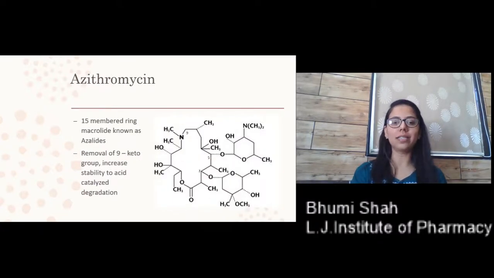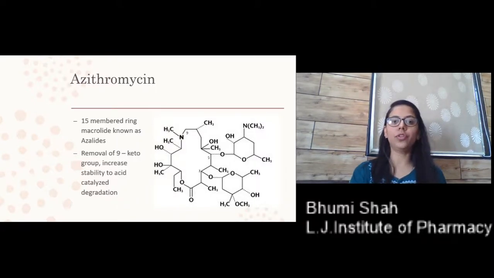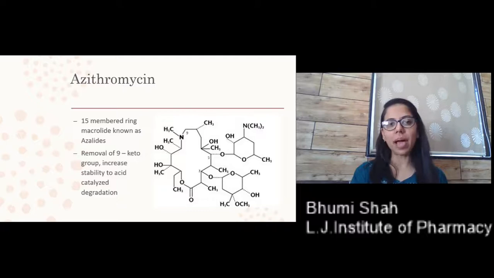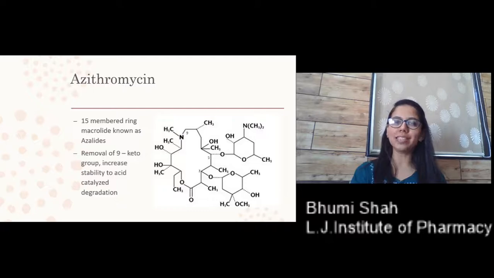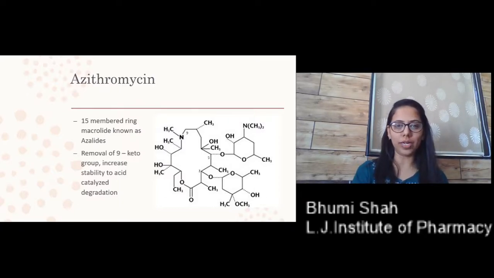The next structure is azithromycin. Here we have two modifications compared to the erythromycin structure. In case of erythromycin, we have a 14-membered lactone ring, which is known as erythronolide, while in case of azithromycin, we have a 15-membered ring structure, which is known as azalide. Another modification: in case of erythromycin, we have a ketone functional group at the 9 position, while in azithromycin, we have the absence of the ketone functional group.